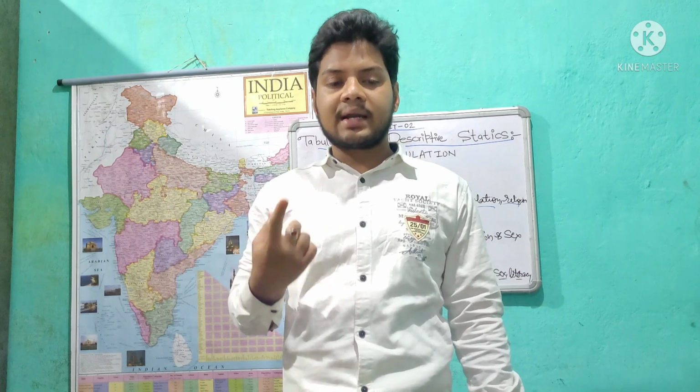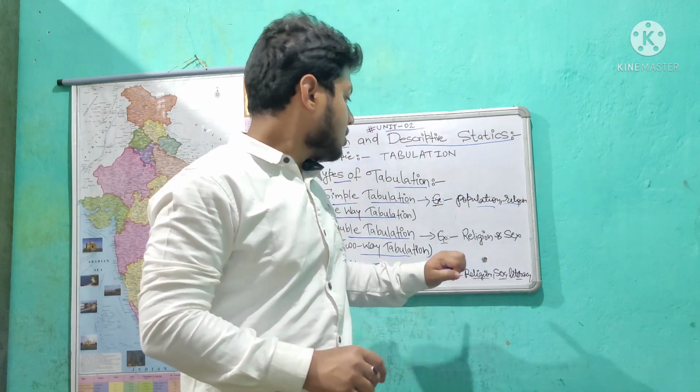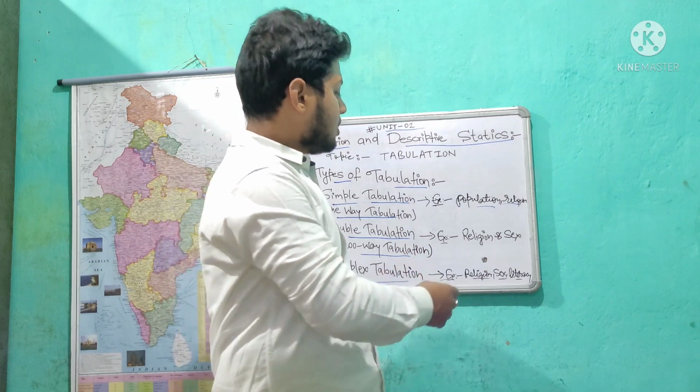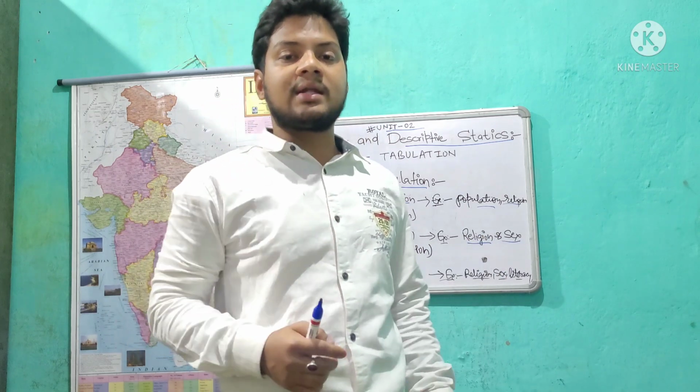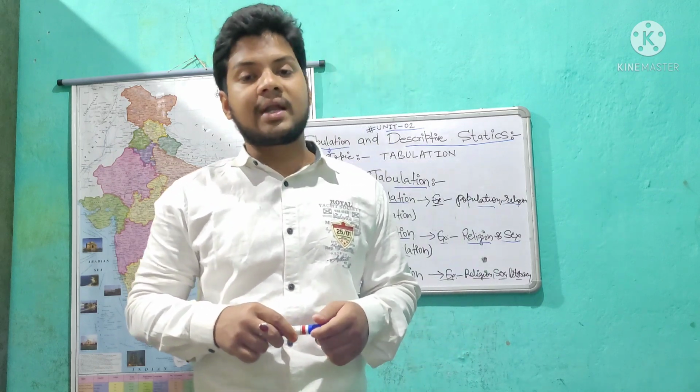At a time we are taking two characteristics, taking two data. One is religion and the other is sex, that is, which sex belongs to whom: either male, female, or transgender. We are only taking the data of religion and the data of sex, one at a time, two data. That is called double tabulation or two-way tabulation.